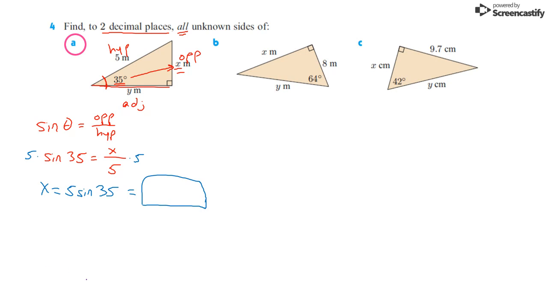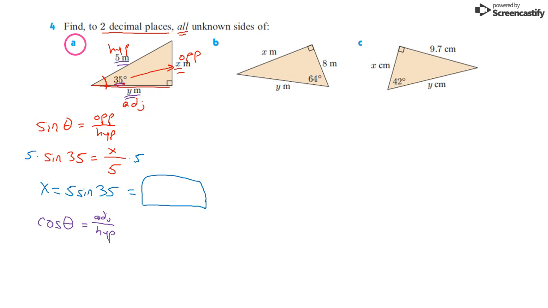So for the second one, I'm solving for y, which is the adjacent. So I still want to use the hypotenuse because that's a piece of information I know. I still want to use this reference angle. So I can set up another trig function that relates the adjacent to the hypotenuse. That's cosine. So cosine of an angle is equal to the adjacent over the hypotenuse.